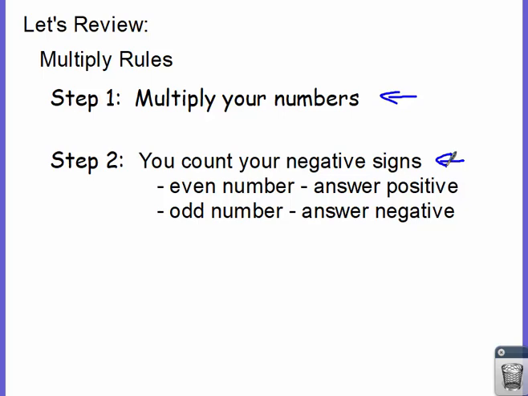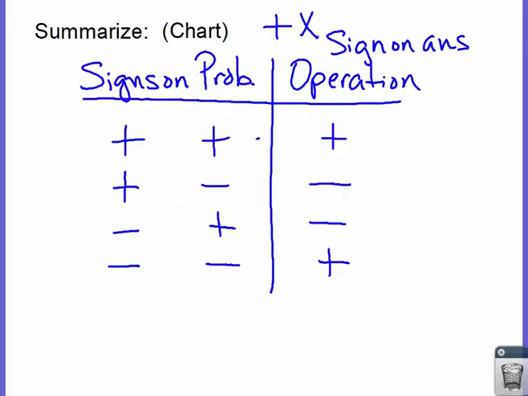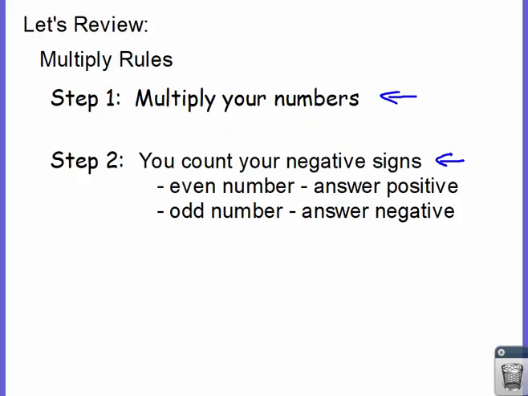When you count your negative signs, if you have an even number of negative signs, your answer is going to be positive. So if we go back to that chart, we had 2 of them here, that's an even number. We ended up with a positive answer. But if you have an odd number of negative signs, your answer is going to be negative. So if I have 1 negative in my problem, it's negative. 2 or 3 negatives, it's going to be negative. 5 negatives, it's going to be negative.